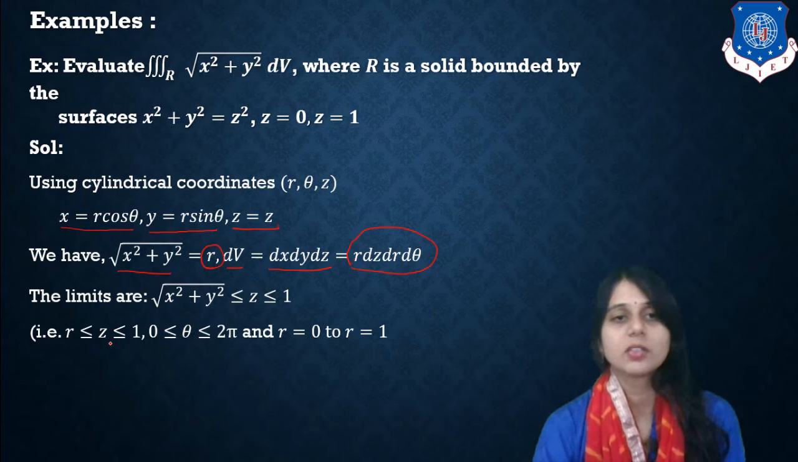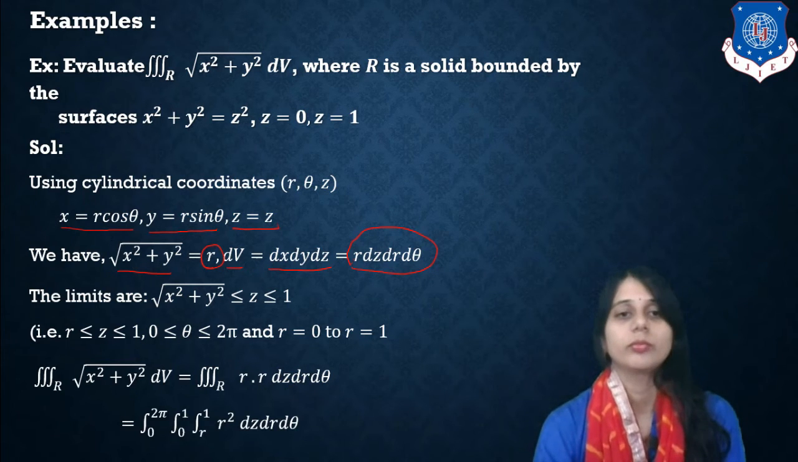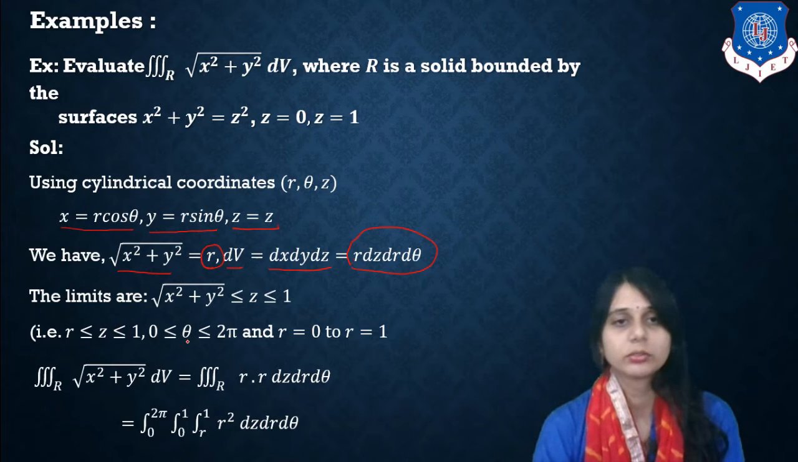So r is less than or equal to z, which is less than or equal to 1, theta is 0 to 2 pi, and r is 0 to 1. So we have the triple integral of r into r dz dr d theta. What is our limit? First limit is 0 to 2 pi for theta. For z it is 0 to 1. For r it is r to 1.